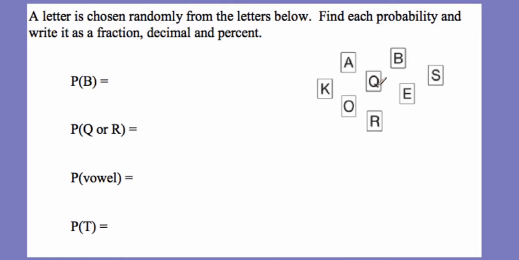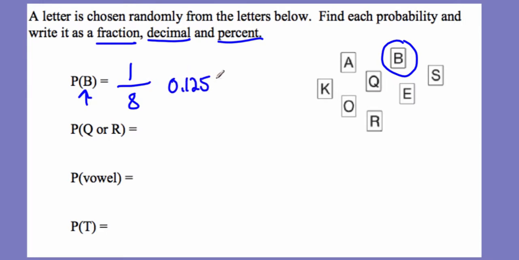Try this one. A letter is chosen randomly from the letters here. Find the probability and write it as a fraction, a decimal, and a percent. So what's the probability of getting a B? Well, there's only one B. So how many ways to get what I want? Out of 1, 2, 3, 4, 5, 6, 7, 8 total possibilities. So I have a 1 out of 8 chance of drawing a B. As a decimal, that's going to be 0.125, and that's going to be 12.5% as a percent. Remember to turn a fraction into a decimal, you just divide. 1 divided by 8 in your calculator.